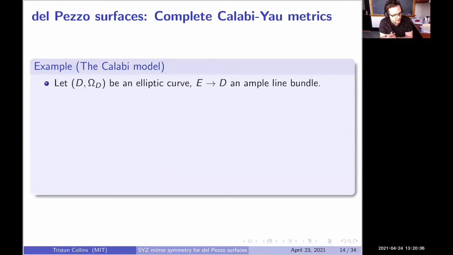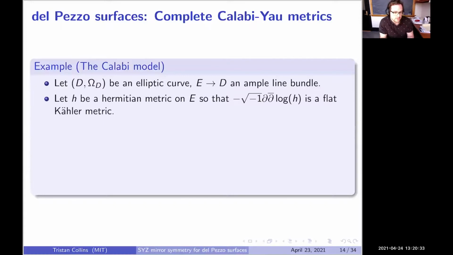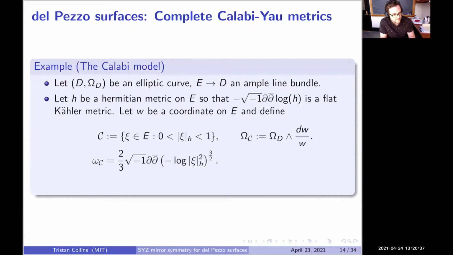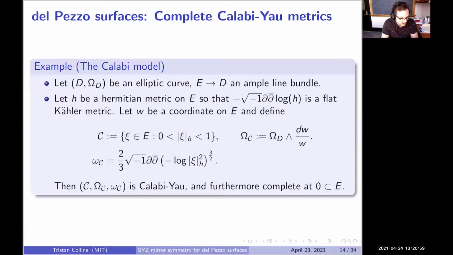So let me explain this Calabi model, since it'll be a little bit important. If you have an elliptic curve with an ample line bundle over it, you should think of this ample line bundle as essentially the normal bundle to this divisor, maybe the conormal bundle. You take a Hermitian metric on this bundle so that the curvature is a flat Kähler metric. And now you look at just the unit disk bundle in the total space of this holomorphic line bundle, and you can put on this unit disk bundle a holomorphic volume form with a simple pole on the zero section and a Calabi-Yau metric. So this is a Calabi-Yau metric on this unit disk bundle, which is complete at the zero section, but of course not complete when you go towards one. That's supposed to be the interior of the manifold.